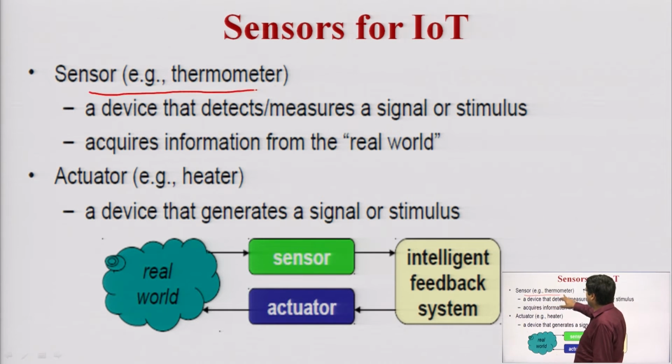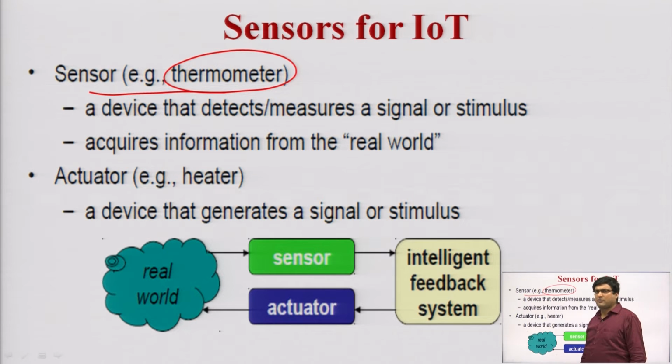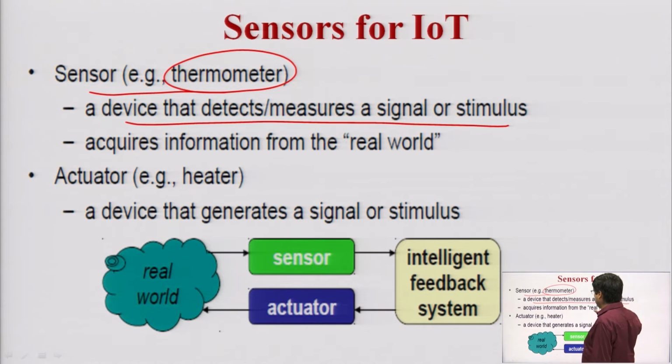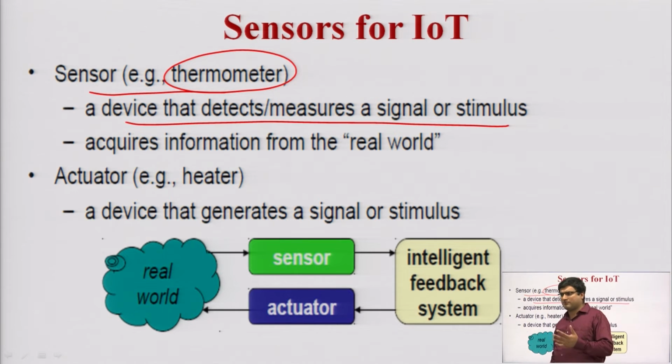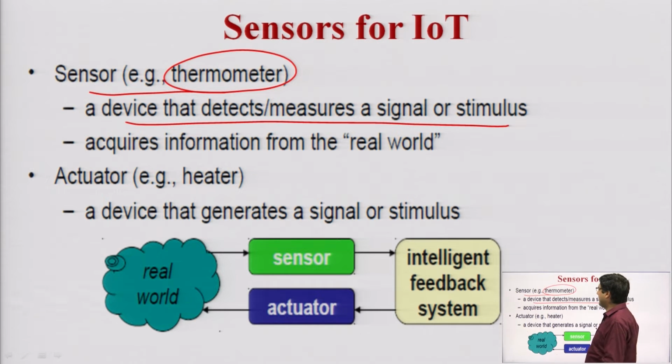Sensor, for example, thermometer. A thermometer is a sensor. What will a thermometer do? It is a device that detects or measures a signal or stimulus. Basically, a thermometer is a device that detects or measures a signal or stimulus. It measures the input and gives us the present temperature of the environment. So, it acquires information from the real world.